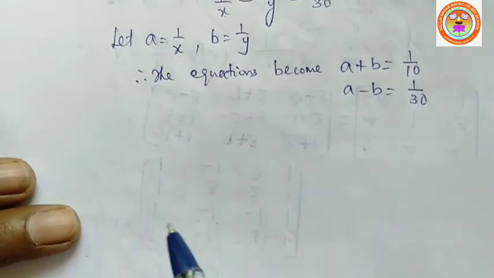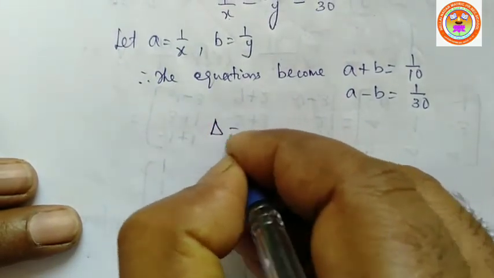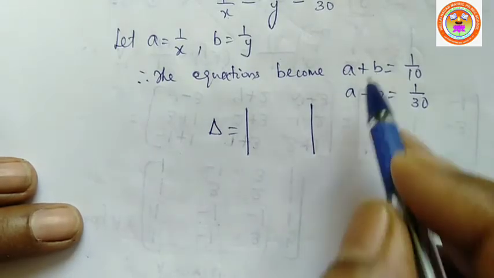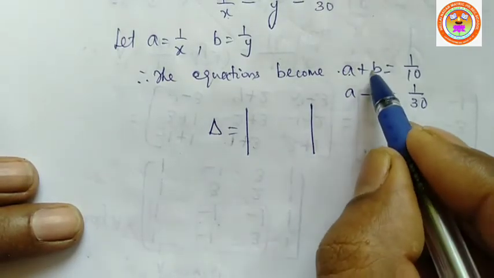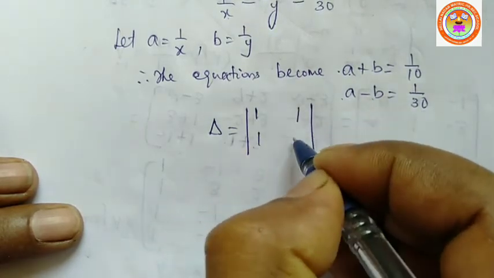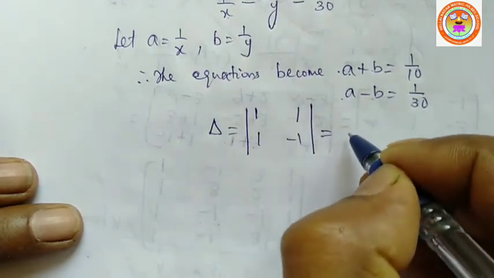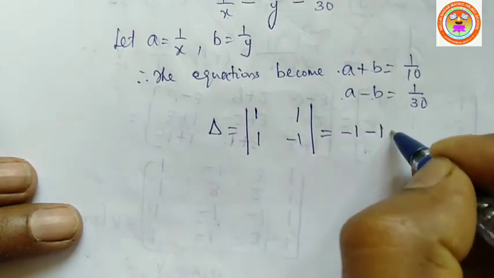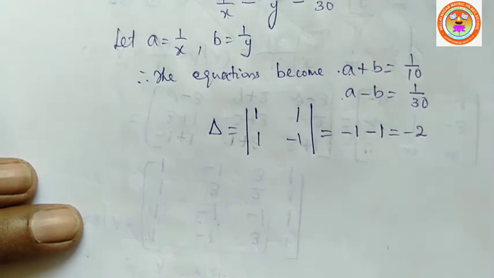So now delta. What is delta? Delta means only the coefficients of A and B. So here 1, here 1, 1, minus 1. So 1, 1, 1, minus 1. That is minus 1 minus 1 into 1, 1. So the answer is minus 2.